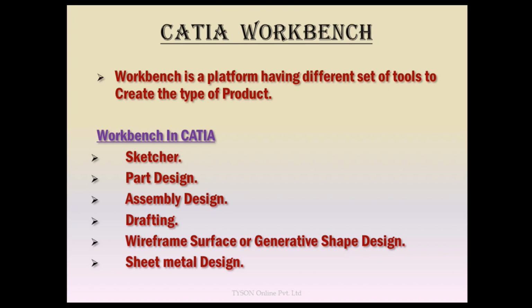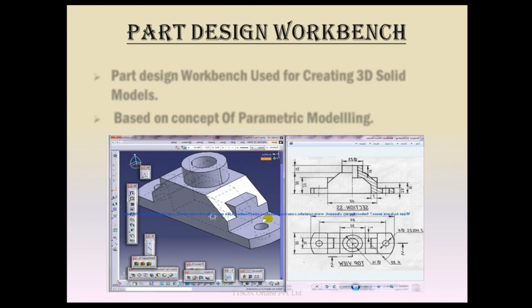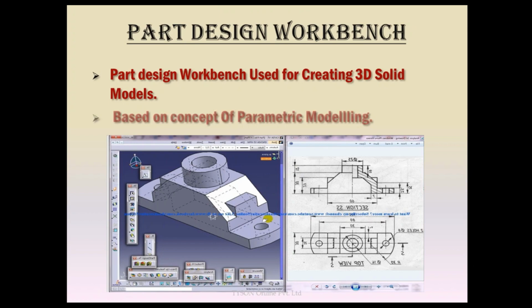Now we will discuss these workbenches in a little bit of detail. First is the part design workbench. The part design workbench is used for creating 3D solid models, based on the concept of parametric modeling. I'll upload one more video later on parametric modeling. Parametric modeling means changing the parameters of the design. You can change the design at any stage by changing the parameters. This is called parametric modeling. So basically the part design workbench is for creating solid models.